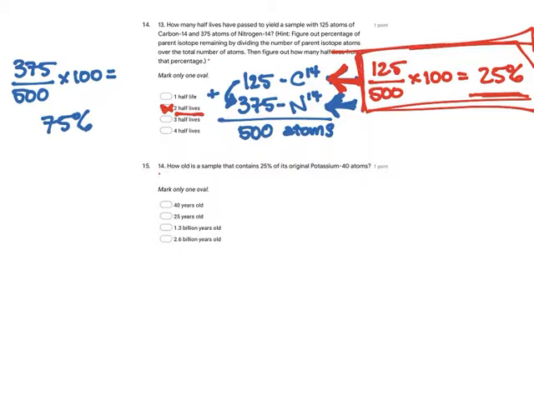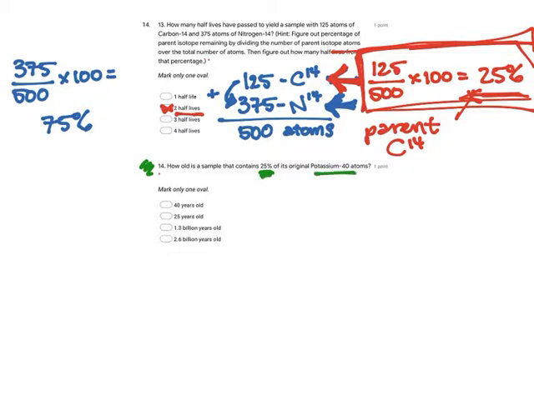Remember to figure out the percent of the parent isotope that remains. Parent means what we start with, in this case, carbon-14. Great job, guys. Last problem. Number 14, how old is a sample that contains 25% of its original potassium-40 atoms?